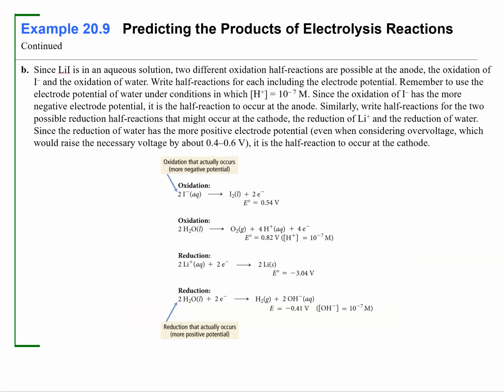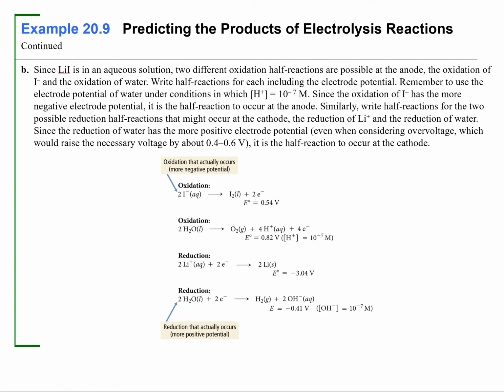And then B, since lithium iodide is an aqueous solution, there's 2 different oxidation half reactions possible at the anode. The oxidation of the iodide and the oxidation of water, because anytime we have aqueous, we have water as well. So what we have to do is look at these half reactions and evaluate what could happen first. So we're going to write these half reactions for each, including their electrical potential.